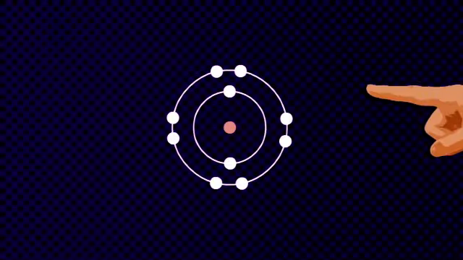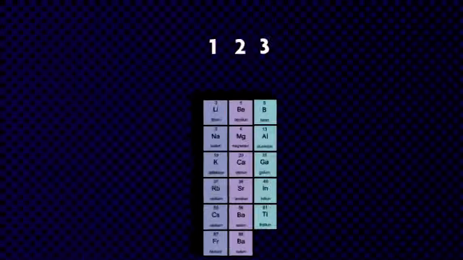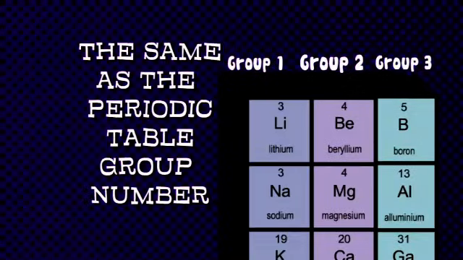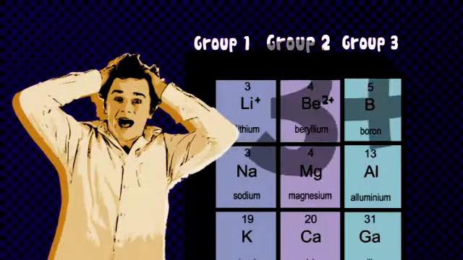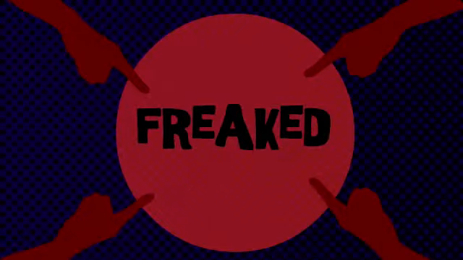Because metal atoms lose electrons from their highest energy level, the number of charges on a metal ion is the same as the periodic table group number for that metal. No way! That is so spooky. Check this out, I am freaked.